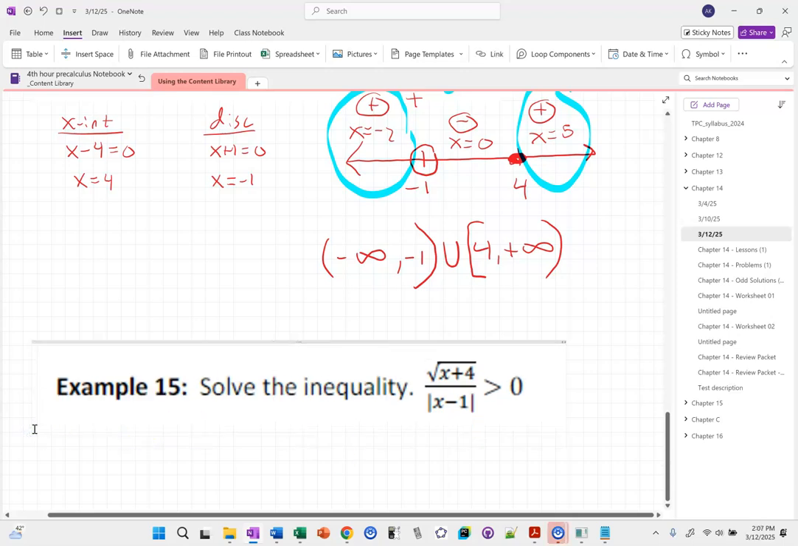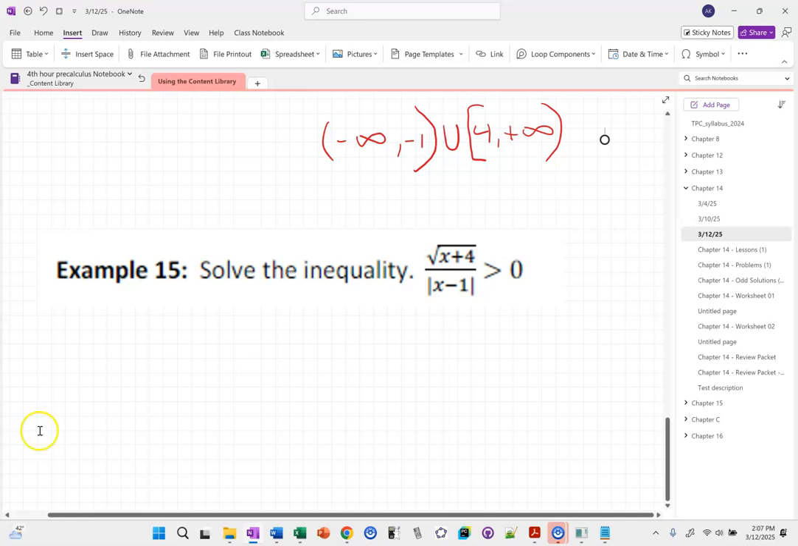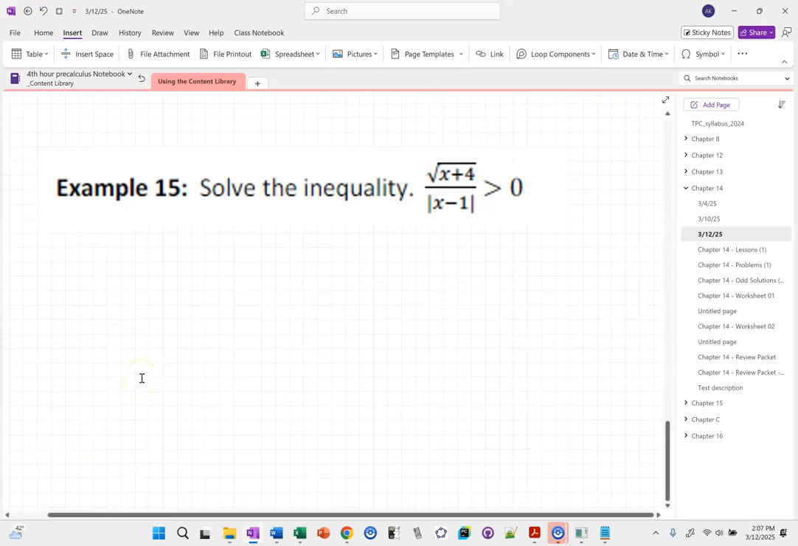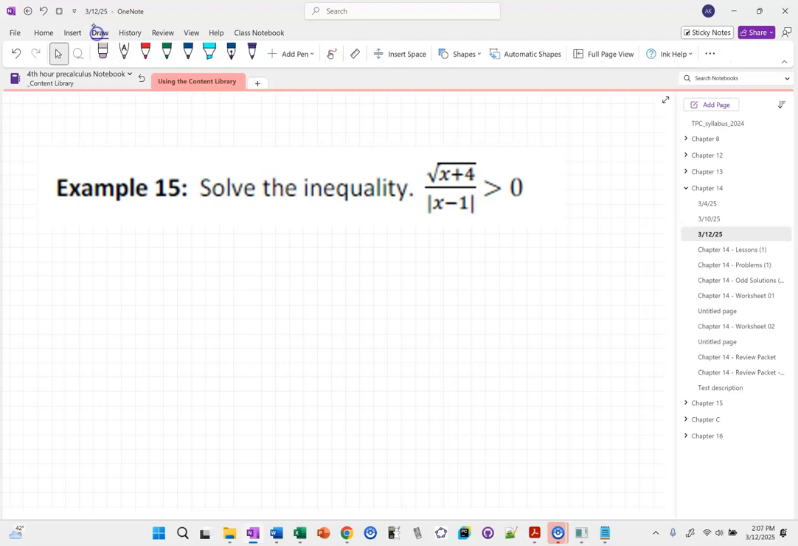All right, let's look at this one. Oh no, look at this thing. What about this do we not like? The square root and also the absolute value, right? Both of those things can make some complication for us. It's still like a rational thing, though, right?